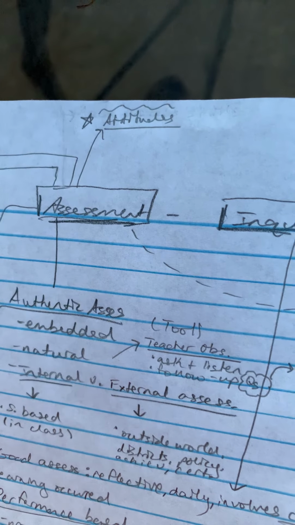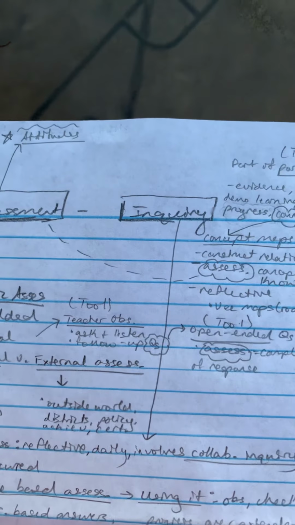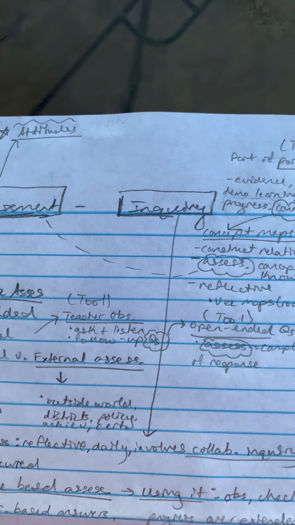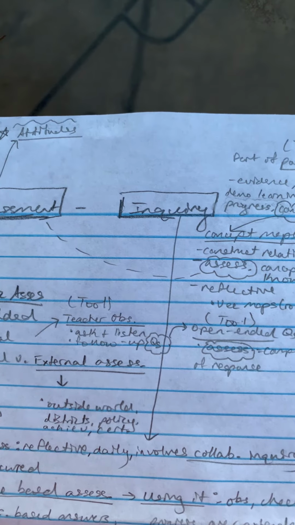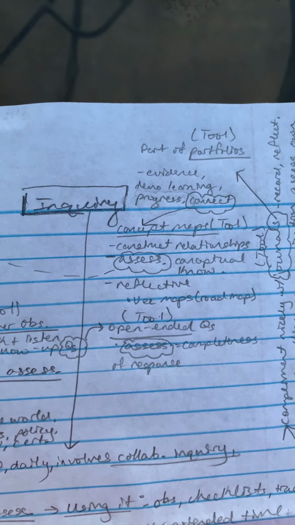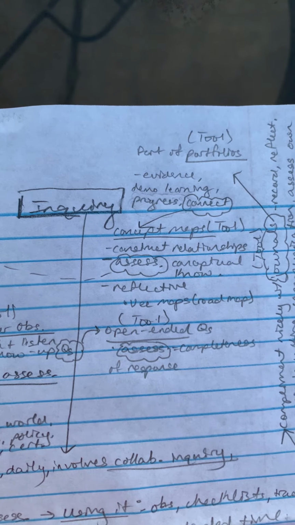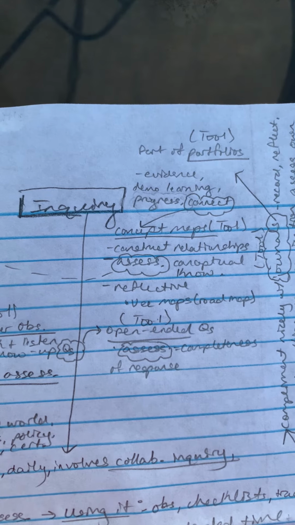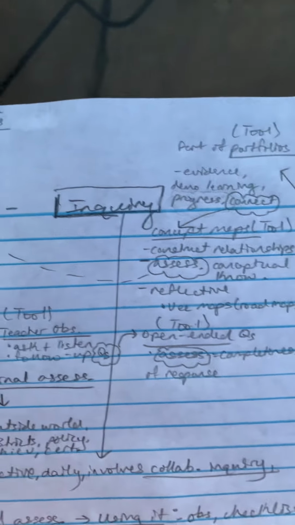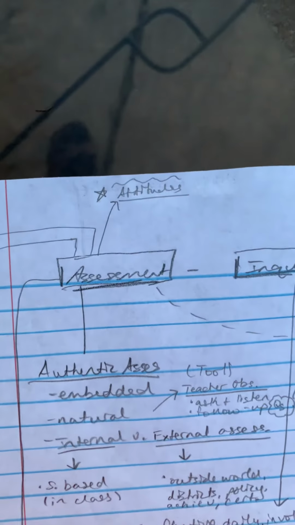Branched off of authentic assessment, a teacher tool was teacher observations. So this is you ask and then you listen, and then you offer those follow-up questions, which are going to be another tool is open-ended questions. So you're assessing, but you're looking for more of the completeness of the response because there are going to be different answers per student.